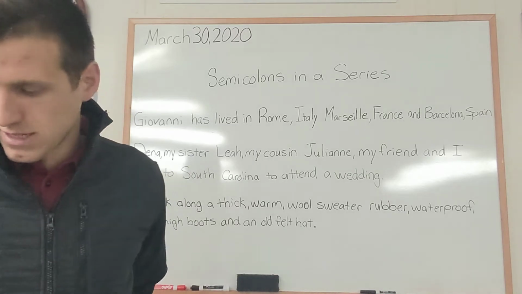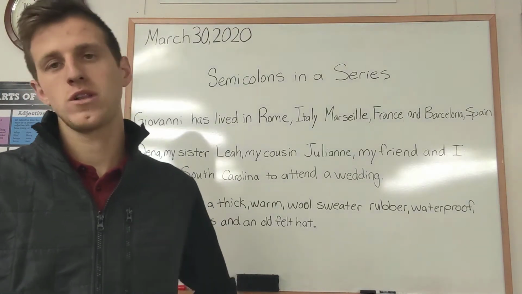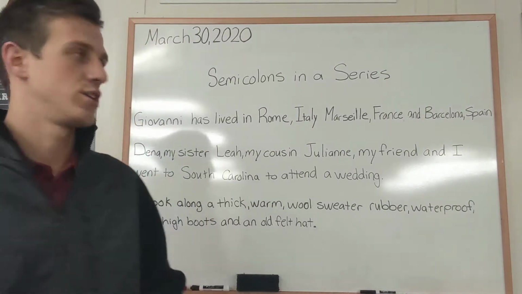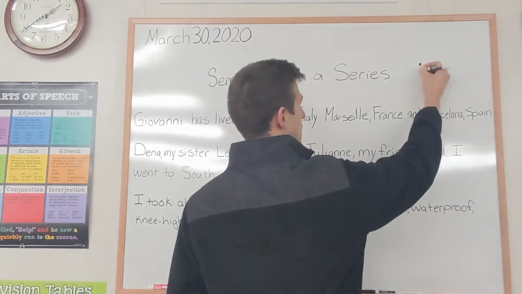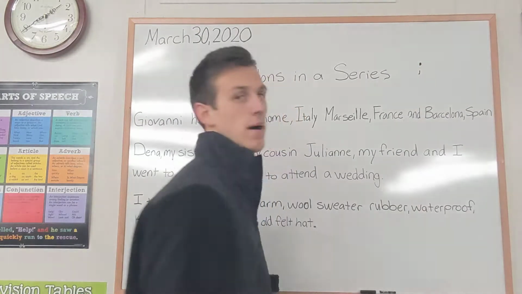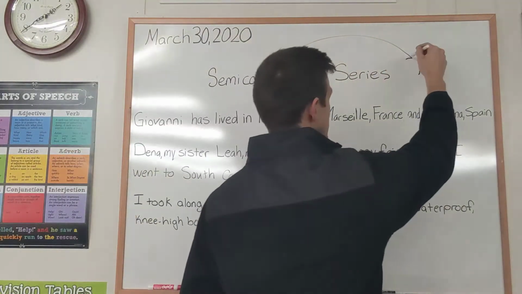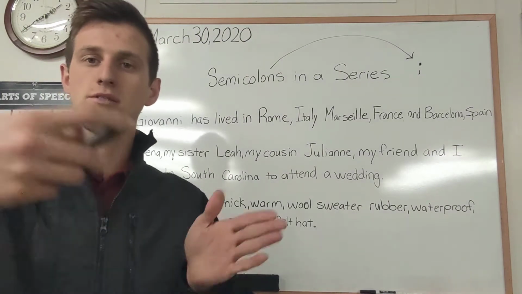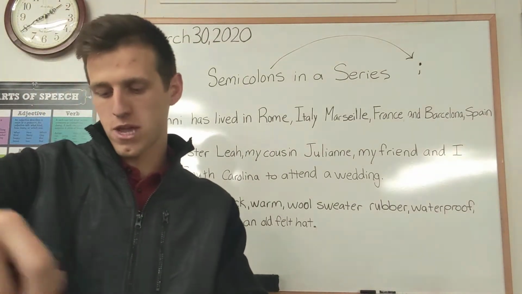Today we have lesson 7 in our language. We are going over semicolons in a series. Hopefully you guys remember what a semicolon is. Remember, we have a dot on top and our comma on the bottom. All right, that is our semicolon. And today we're going to be learning about using them in a series, like a series of things within our sentences. So I'm going to start reading at the top of page 21.